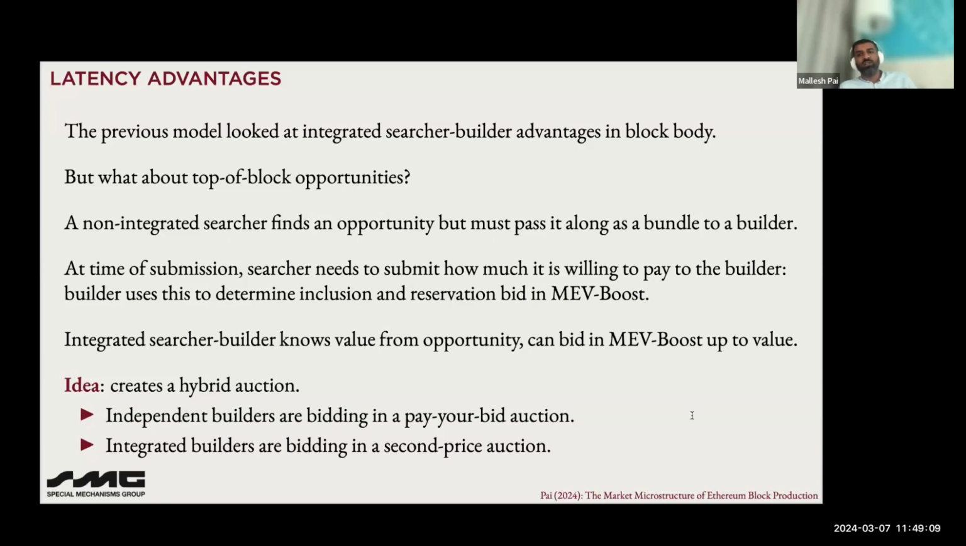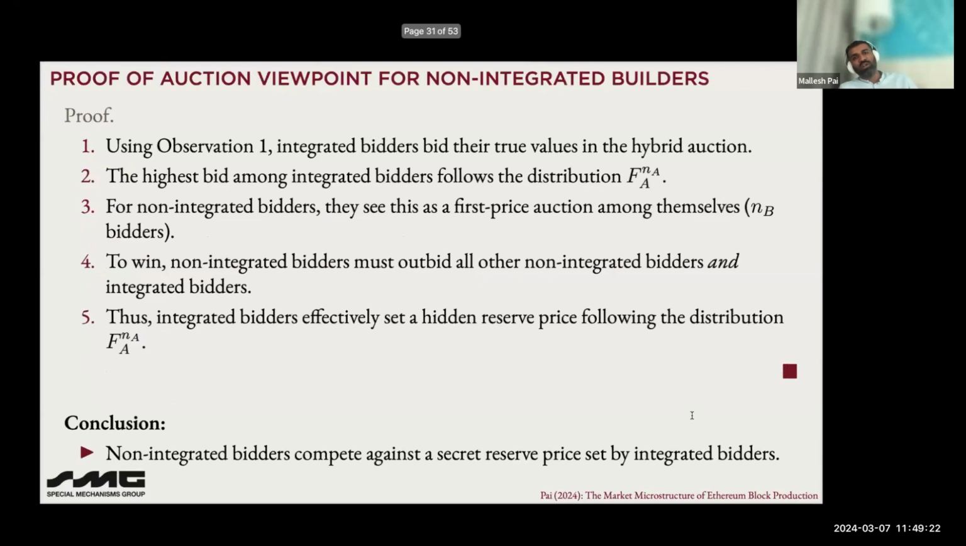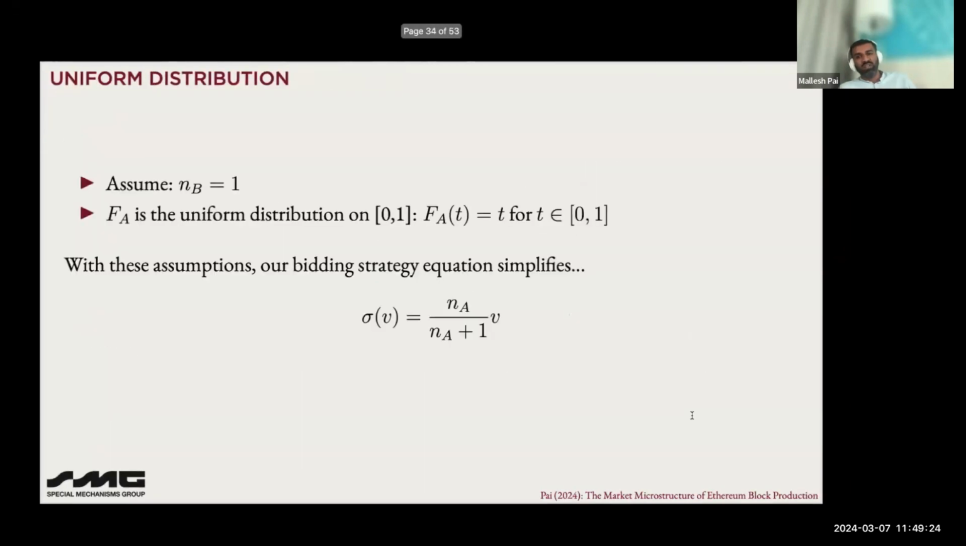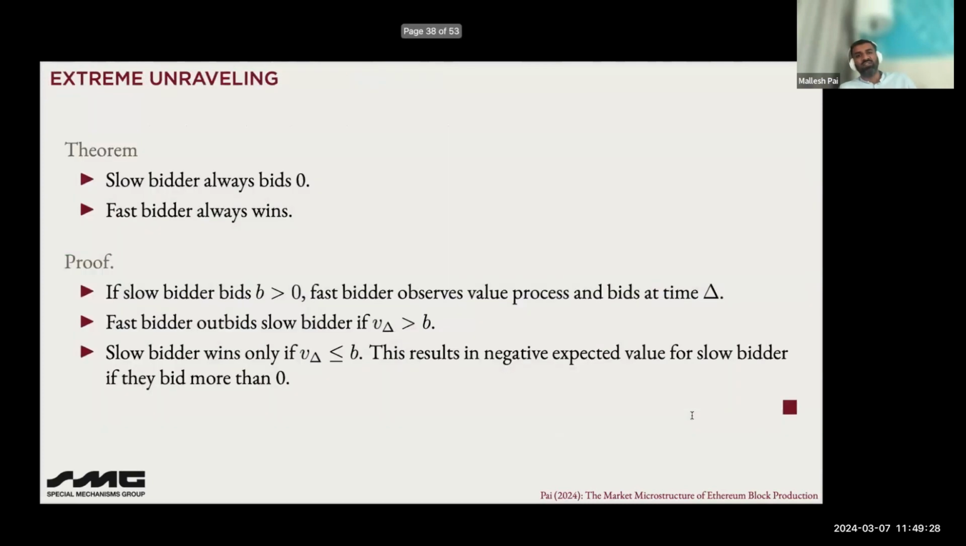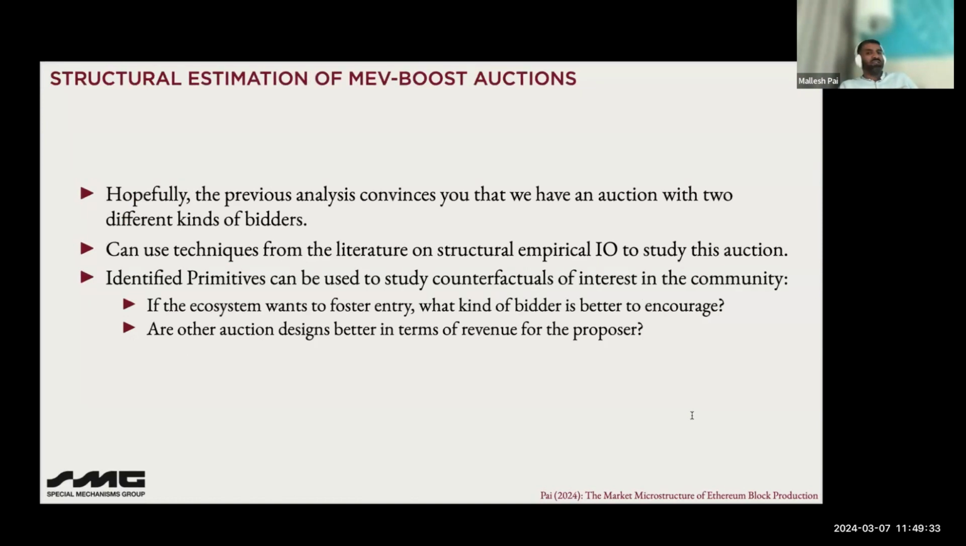In this paper, we try to look at how those latency advantages still translate into advantages even in a 12-second auction. Because you can bid later, you have more information at the time you bid. So even though the blockchain only proceeds 12 seconds at a time, being faster still gives you a ton of value. All right. Let me jump to my last topic, which is structural estimation of MEV boost auctions. So hopefully the previous analysis has convinced you that we have an auction with two kinds of bidders.